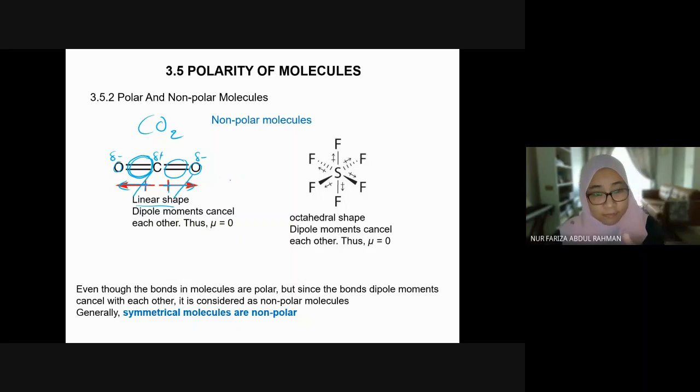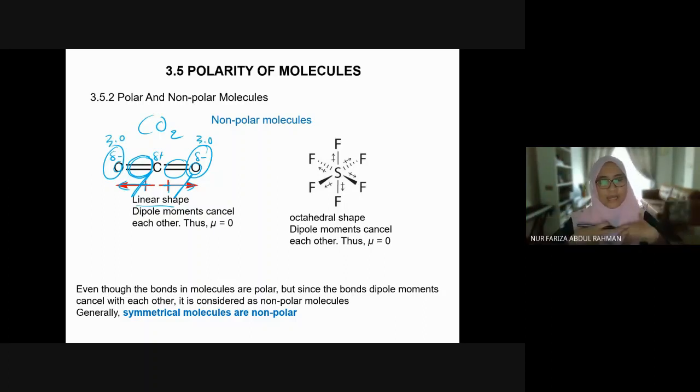So is there a net dipole moment for CO2? There's no net dipole moment, like just now. Okay, because they cancel each other out, since they have the same magnitude. Let's say this one is 3.0, this one is 3.0.